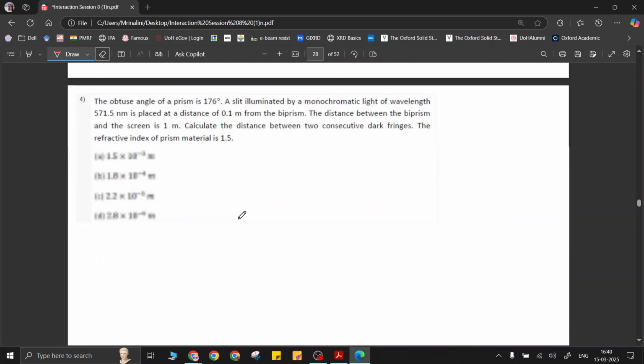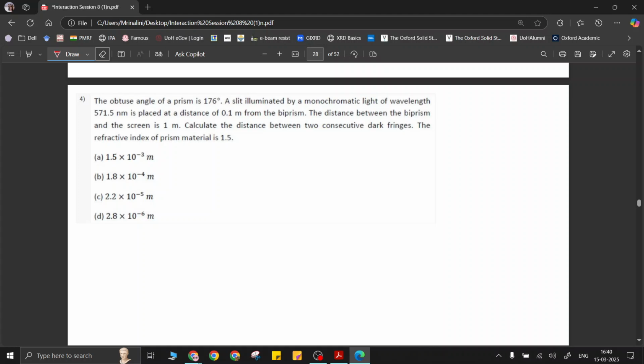Okay, next question, which is the fourth question. The question is: the obtuse angle of a prism is 176 degrees. This again seems like a Fresnel biprism kind of question. So the obtuse angle of a prism is 176 degrees.